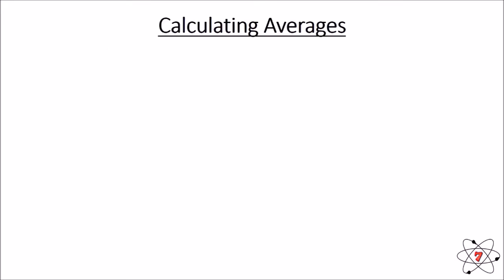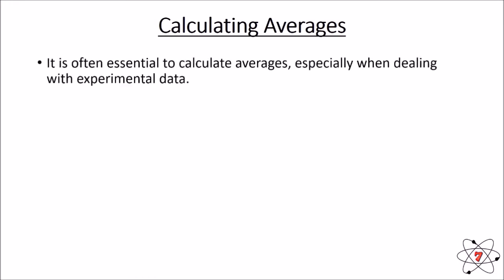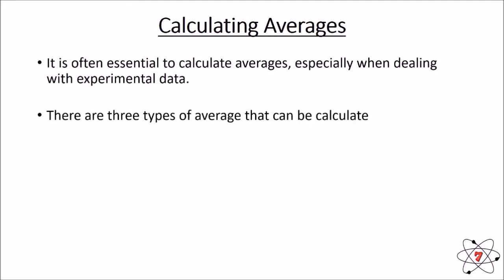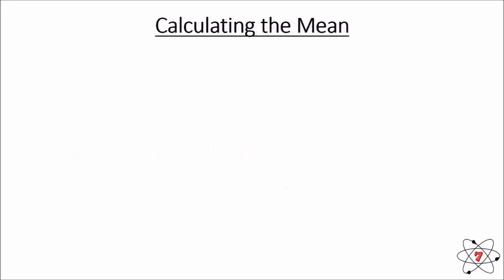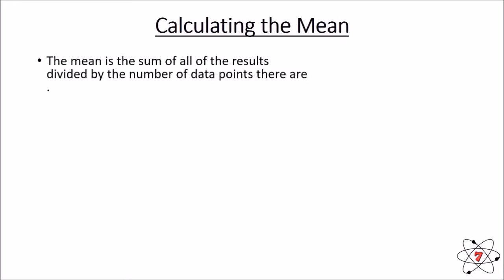Our next important skill is being able to calculate averages. And you often need to calculate averages when you're using experimental data. There are 3 types of average we need to know: the mean, the mode, and the median. 9 times out of 10, the mean is the type of average you're going to be using. The mean is the sum of all of the results divided by the number of data points there are. So we can show this with an equation.